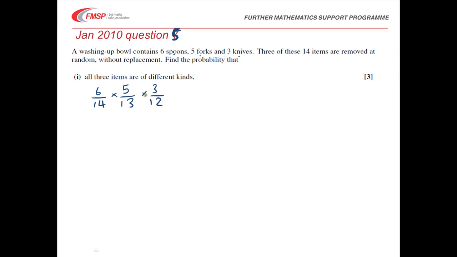Now if I think about doing this with any other combination, so let's consider doing 5 out of 14 forks, and then 3 out of 13 knives, and then 6 out of 12 spoons, you'll realise that actually these are entirely the same fraction. So we just need to realise how many ways there are of choosing 3 different things. Well, if you think about it, we've got 3 objects that are all different, so there are 3 factorial ways of dealing with this. So the answer in total will be 6 14ths, 5 13ths, 3 12ths, times by 3 factorial.